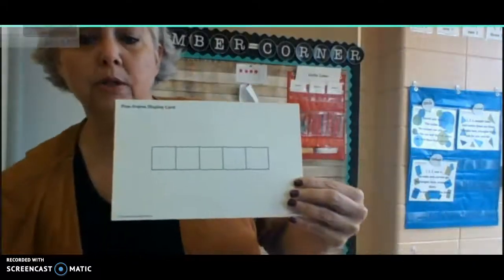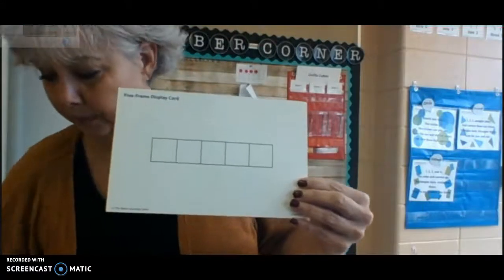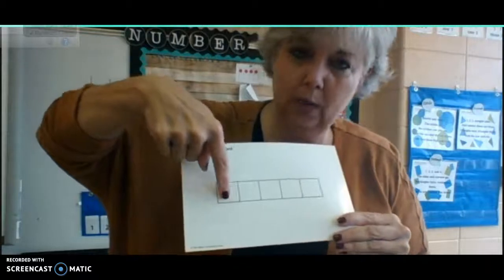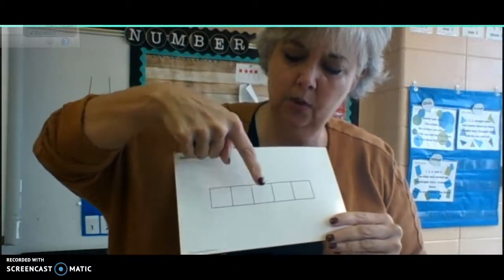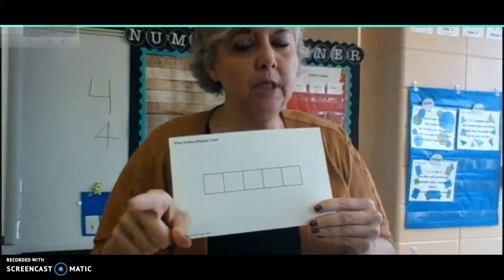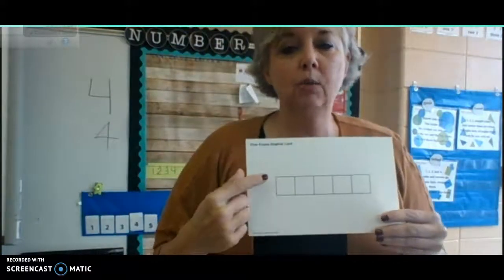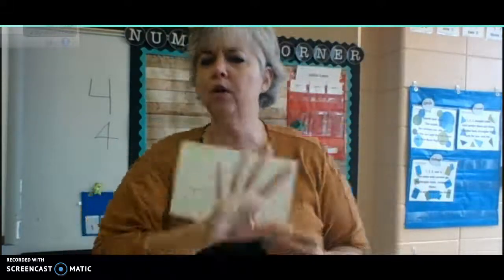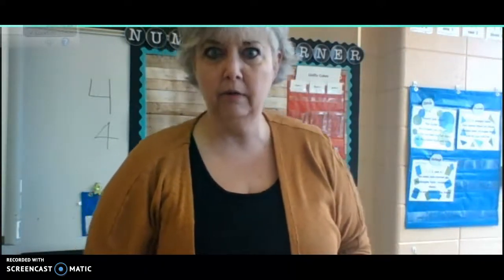So let's double check. You ready? Help me count. 1, 2, 3, 4, 5. Remember, as a mathematician, we want to be accurate. So when we touch what we're counting, we know we've counted it. We don't miss it. We don't skip it. And it helps us keep track. So now I'm going to show you a new one. Are you ready?